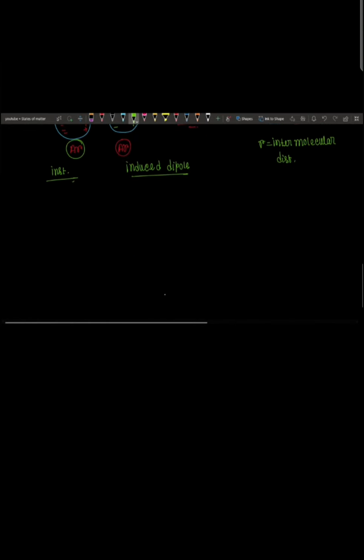Now, definitely you can see that this instantaneous dipole induced dipole interaction is completely dependent on the polarizability of a molecule. Because this is nothing but polarization, isn't it? When we are deforming the electron cloud, that is called polarization. So we are definitely willing to know now what are the parameters on which this instantaneous dipole induced dipole interaction, meaning the London dispersion force, is dependent.